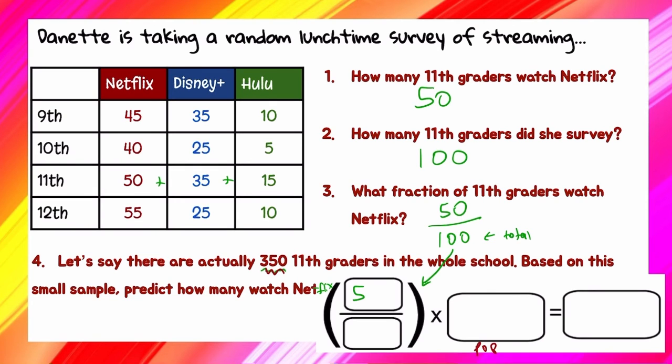So I put 50 over 100, and I multiply that by 350. So 50 over 100 is also the same thing as 0.5, or you could do 50 over 100 times 350, and you get 175 11th graders. That is a prediction based off of the information you got from your survey.